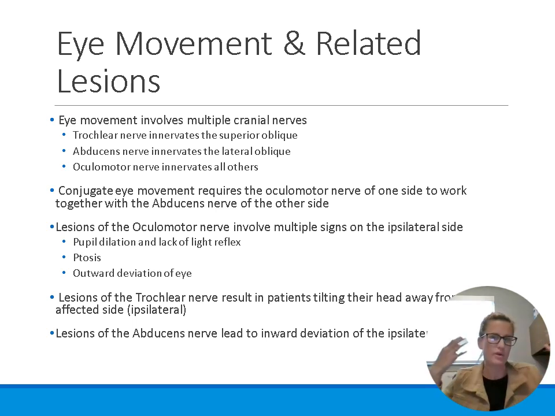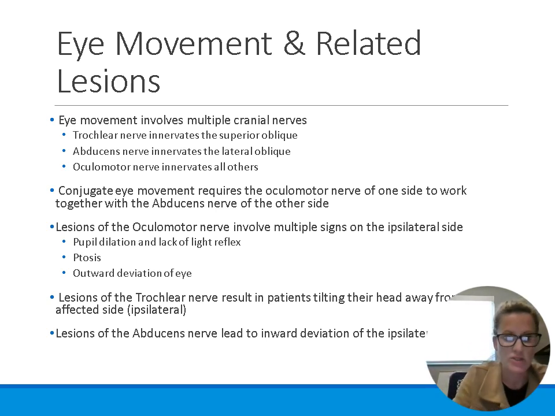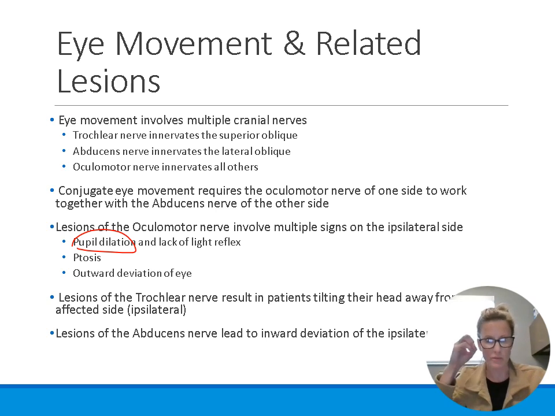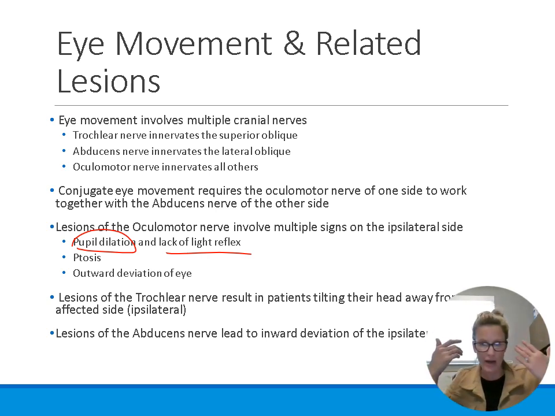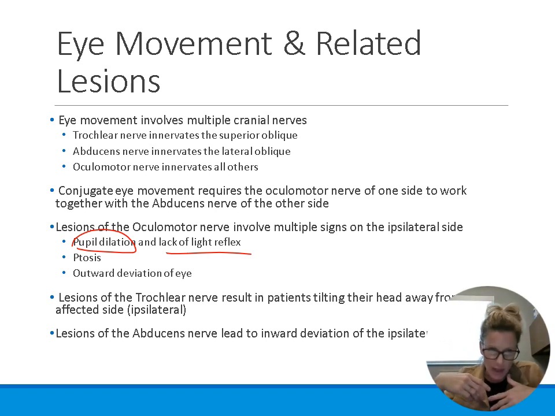so on that same side. So if there are issues with cranial nerve 3 on the right side, the right eye is going to be problematic. Because the pupil constrictor muscle isn't going to work, we'll see pupil dilation. So the pupil will be really big on that side. And lack of a light reflex. So when you shine the light into it, it's not going to constrict. The other eye will constrict just fine, but that one will not.